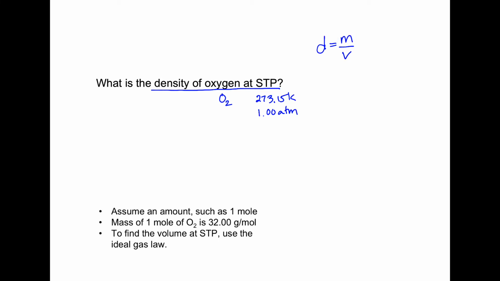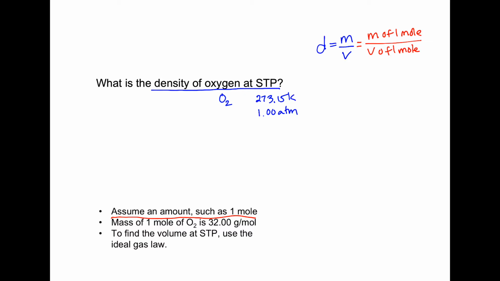So we're going to use a little trick. We're going to assume that we have an amount such as 1 mole. And when we reframe it like that, when we're looking at the density, we're looking at the mass of 1 mole divided by the volume of 1 mole. And that can help us concentrate on where we're going to get these numbers.